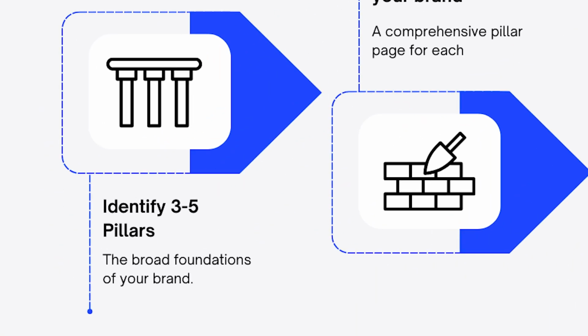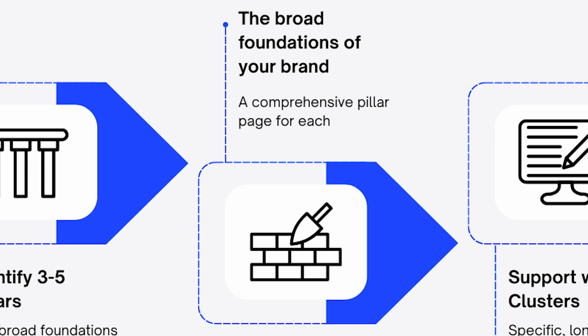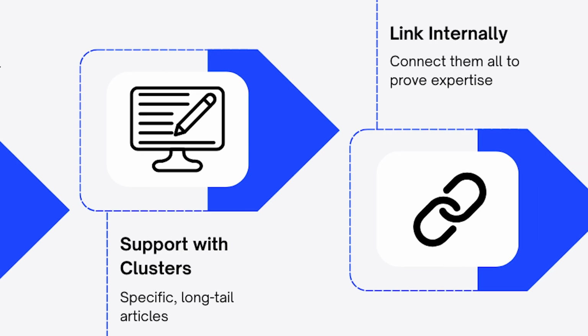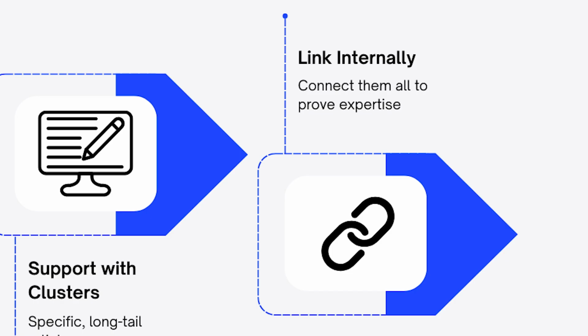So remember to do the following 4. Number 1, identify 3 to 5 pillars. This is the broad foundation of your brand, and make sure that you are following those pillars. Number 2, create that ultimate guide. Make sure that you have a comprehensive pillar page for each of those keywords. You don't want to leave any stone unturned. Number 3, support it with those clusters, those long tail articles that really get in depth, that really show to Google you're the expert. And number 4, link internally. Remember to connect them all to prove expertise.